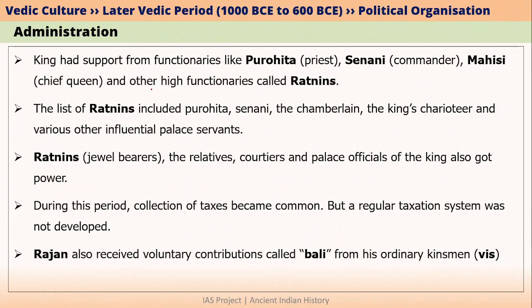So if we look at some of the officers that were supporting the king, then the king had functionaries like Purohita, Senani, Mahisi, and some other officers who were called as Ratnins. This is very important. We already know that Purohita and Senani were also serving the king in the early Vedic period. But in the later Vedic period, there were other officers called as Ratnins.